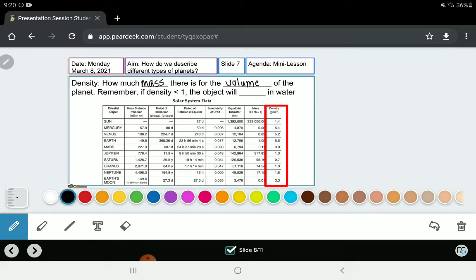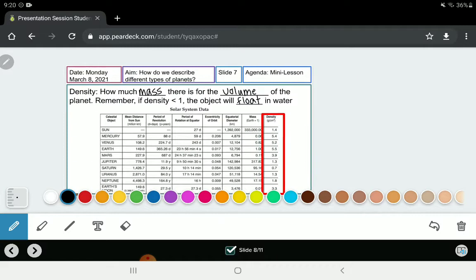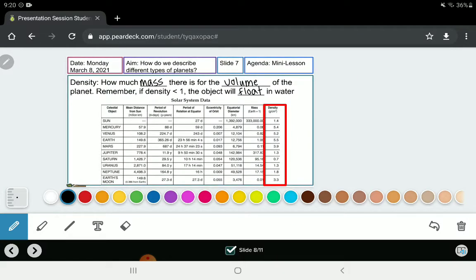And then you need to remember, if density is less than 1, the object will float in water. So there is one of our planets, I want you to highlight it, which one of our planets is actually less dense than water.